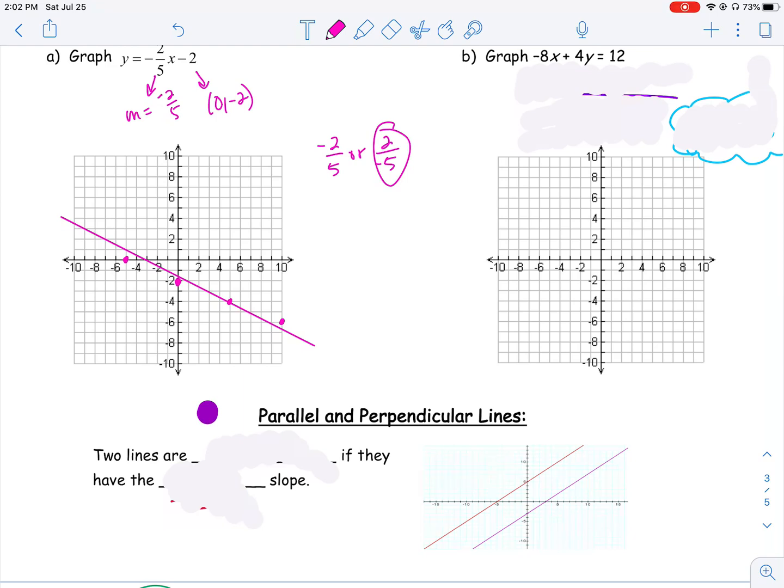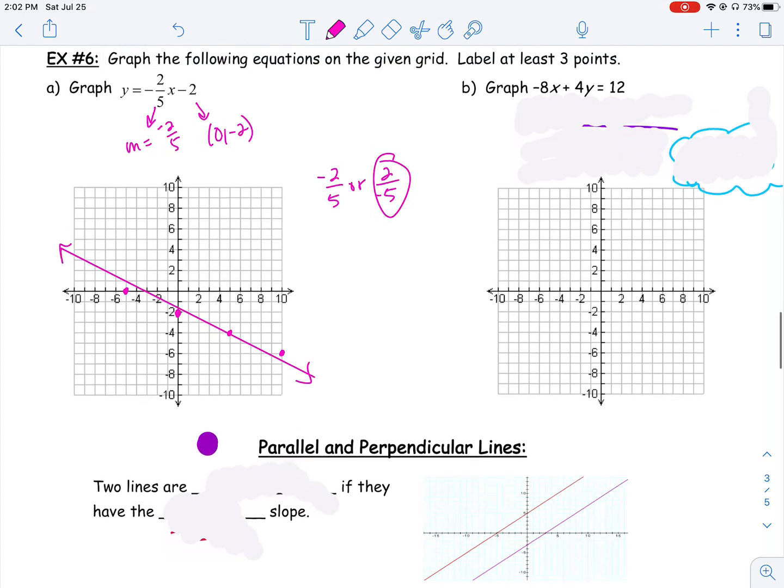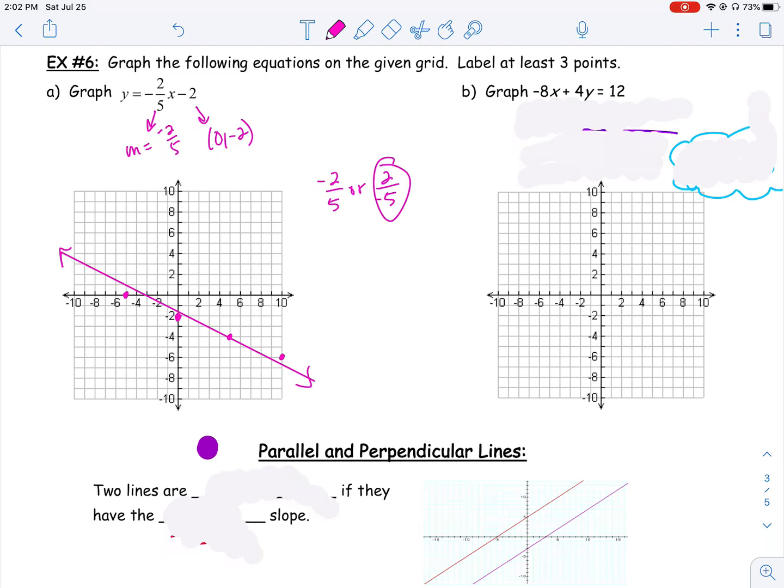Now I can connect the dots. Well, I didn't do a very good job, but you know what I mean. You can connect the dots with a straight line, and then you can see that my linear equation looks something like that. I have a y-intercept of negative 2 and a negative 2/5 slope.